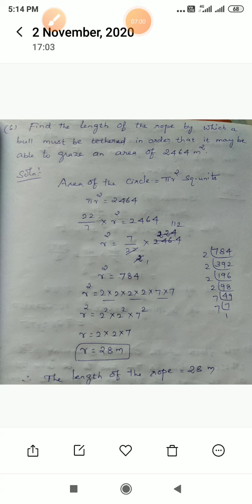2 2s are 4. 4 7s are 28. r is equal to 28 meter. So length of the rope means radius of the circle. Therefore the length of the rope is equal to 28 meter. That is the answer.